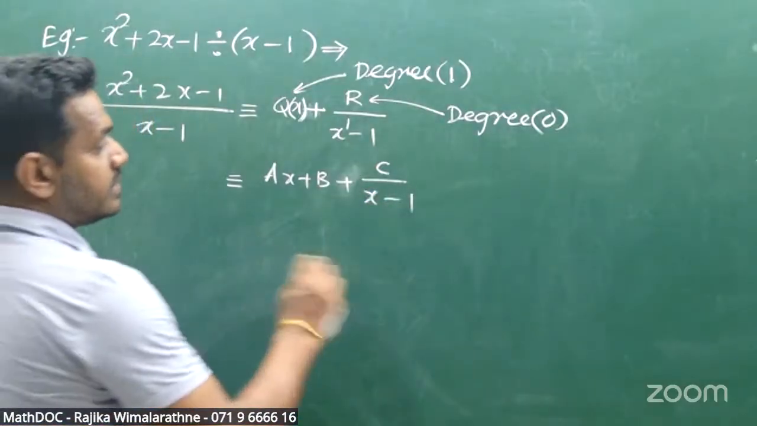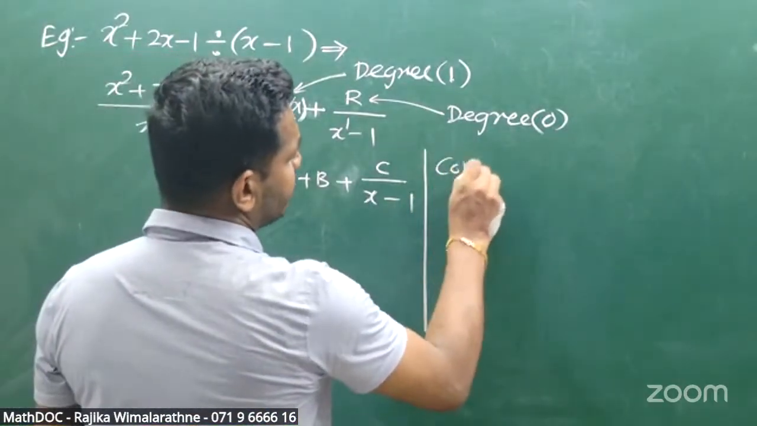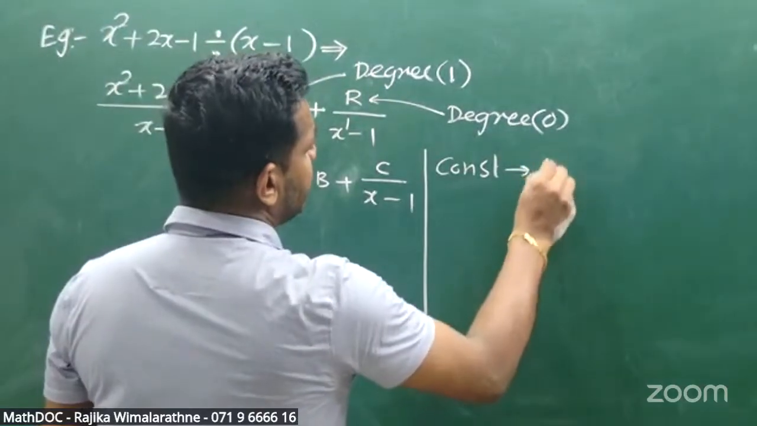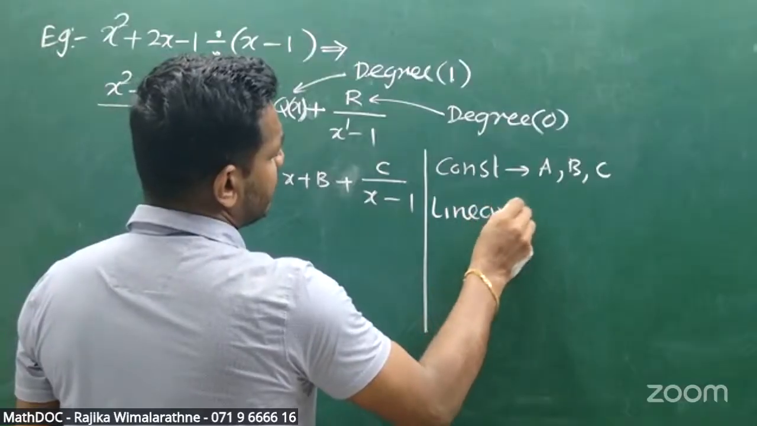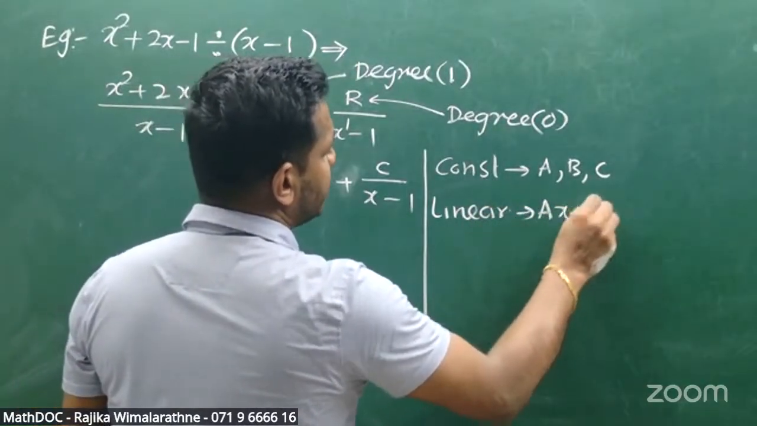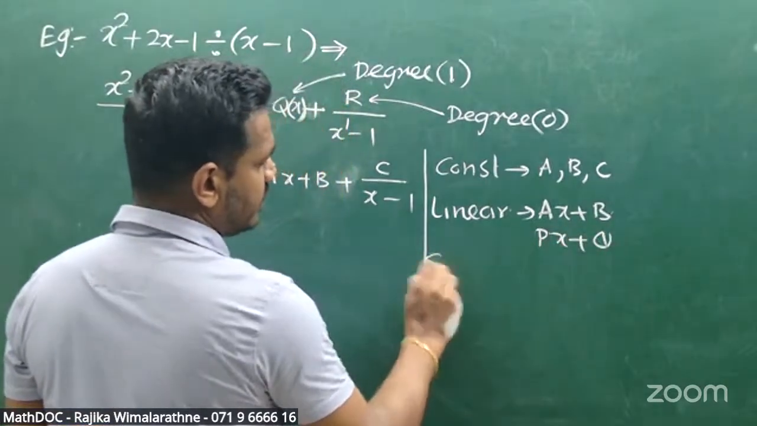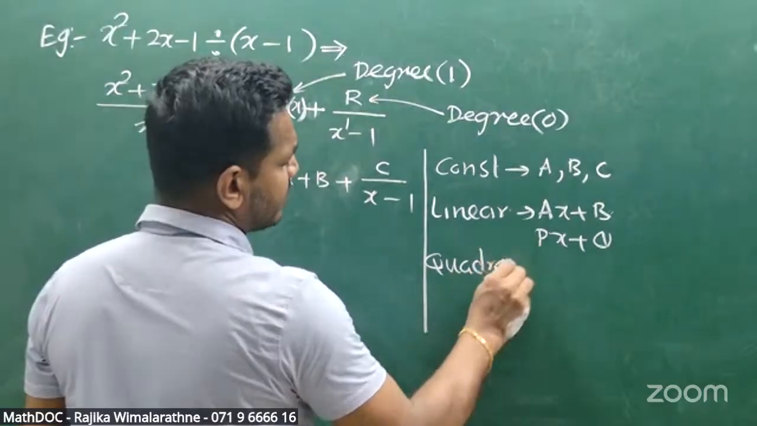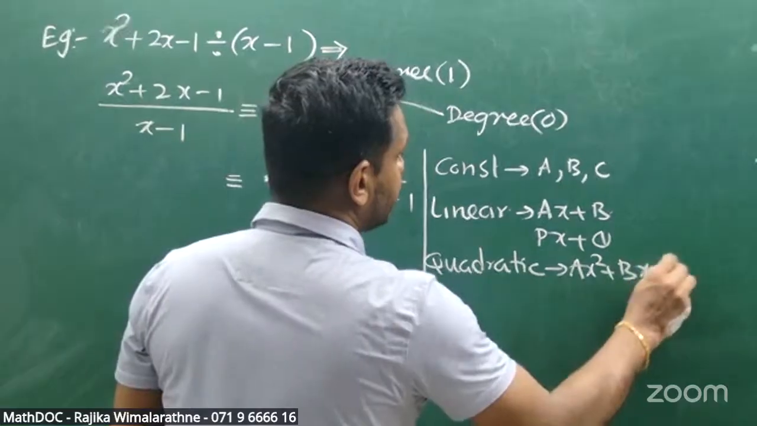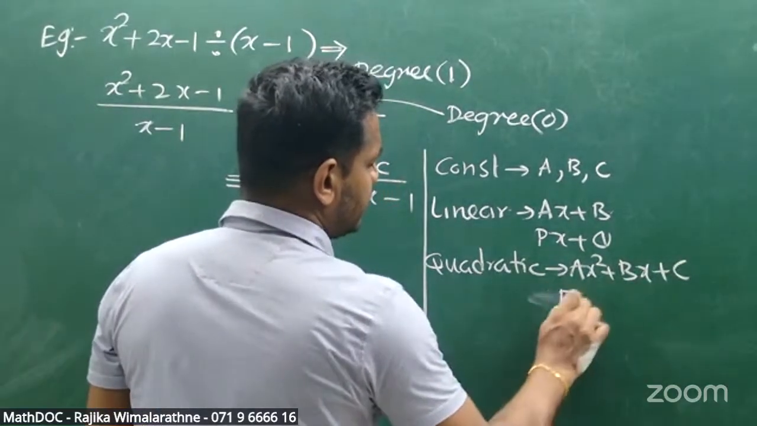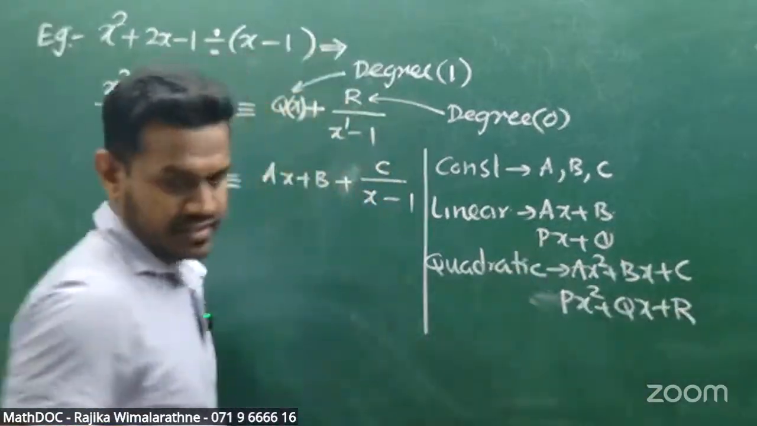If you have a degree 0 expression, you put a constant like this. For a constant, you write a, b, c. For linear, you write like ax plus b, px plus q, and so on. For quadratic, ax squared plus bx plus c, or px squared plus qx plus r. Likewise, we can write quadratic expressions.